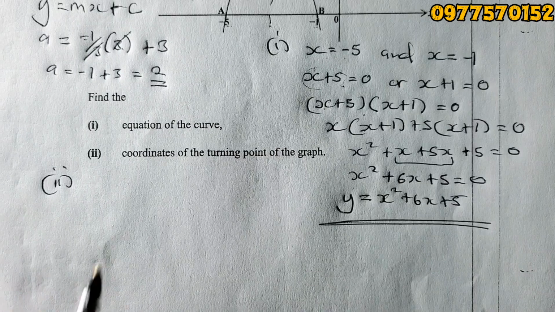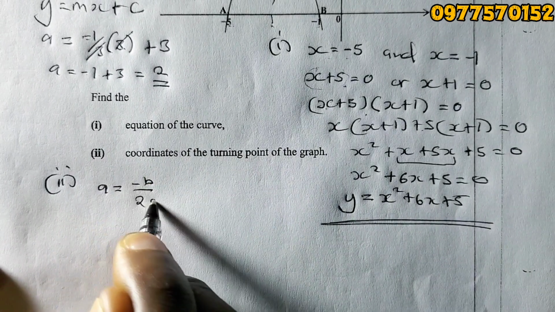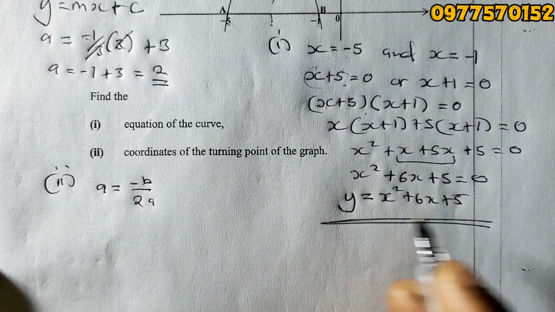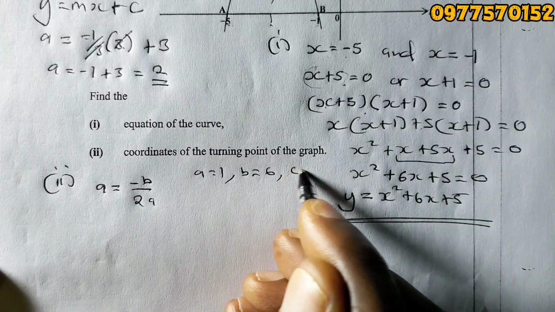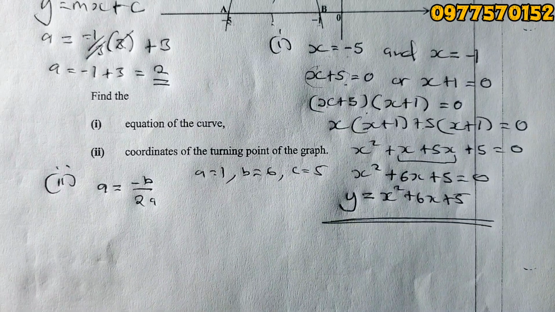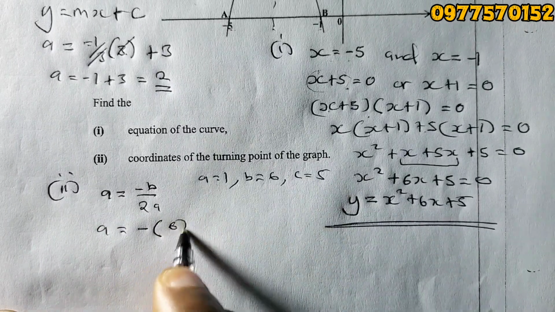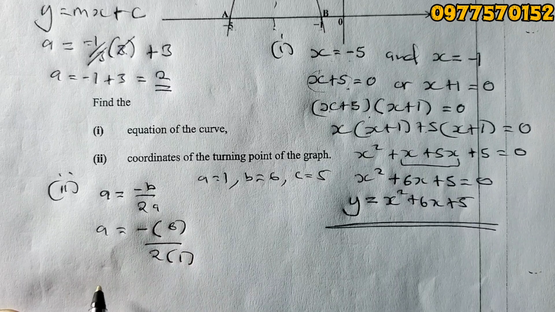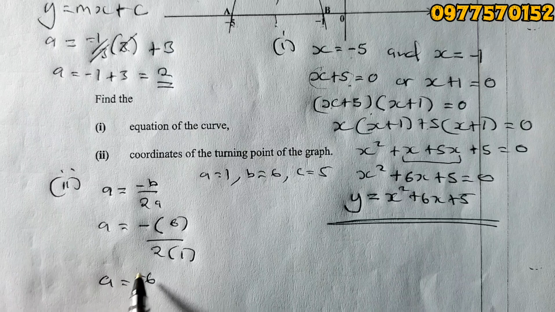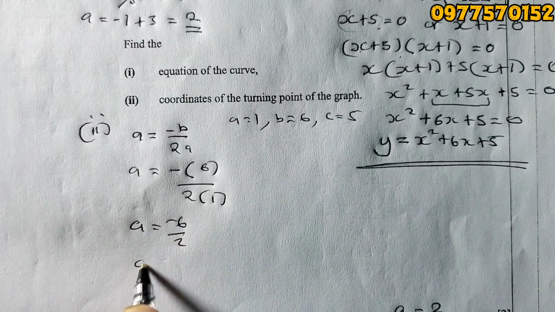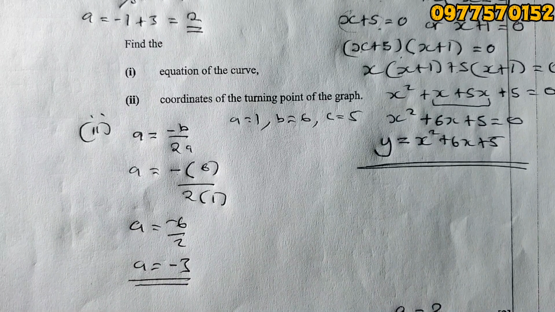Okay? Now, to find the turning point of the graph, first we're going to find the x part, which is negative b over 2a. This is the equation of course. The value of a is 1, the value of b is 6, the value of c is 5. So, let me substitute here. x is equal to negative b, b is 6, 6 over 2a, a is 1. Okay? Negative times 6 is negative 6. 2 times 1 is just 2. 2 into negative 6 is negative 3. You will see the value of x is negative 3.